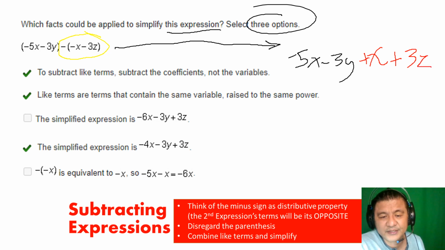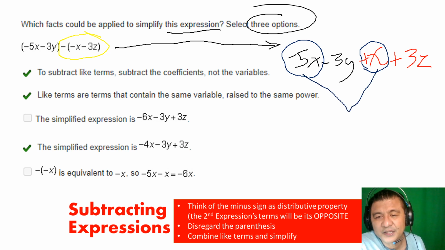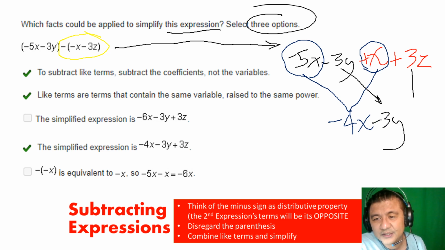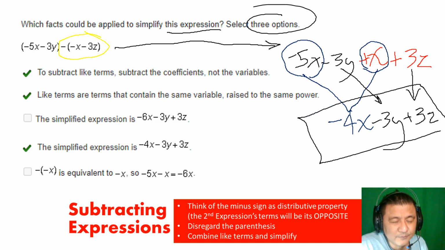Okay. Now we can combine like terms. Look at the terms inside. Okay, this x and that x could be combined. Negative 5 and positive 1 is a negative 4x. All right, what else can I combine? The y is alone, negative 3y. The z is alone, so positive 3z. Okay, so that's the simplified one. And we could see that this is correct.